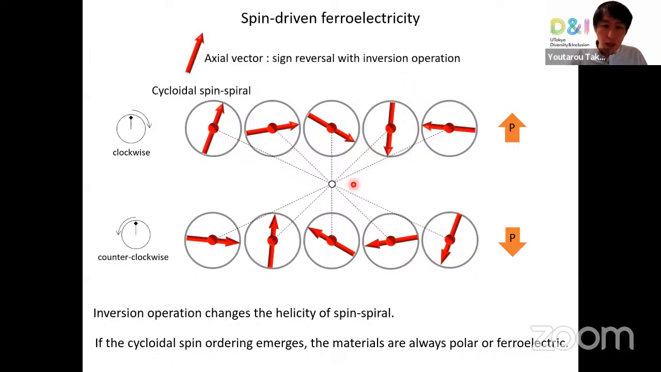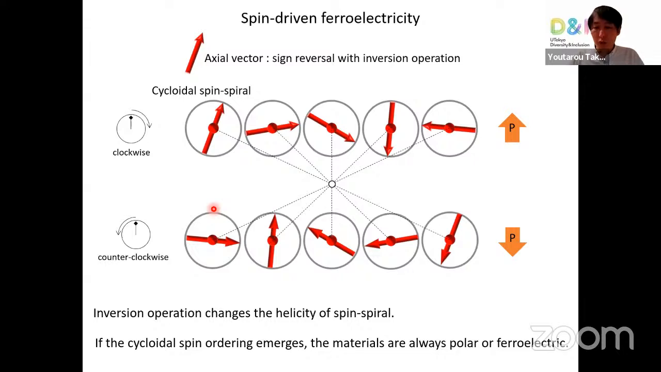Now I assume the inversion center here and do the inversion operation. In this case, this spin site moves to this one, and simultaneously the magnetic moment is reversed. For example, this top spin turns into this down spin. You can see the resulting spin structure. The helicity is changed from this to this. Now we have a counterclockwise helicity. So these spin structures are never the same. This means the inversion symmetry is broken by these spin structures.